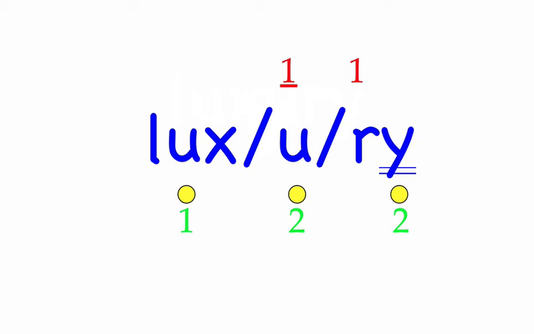Now, x must stay with the short vowel in the first syllable, so we therefore are going to have an exception to syllable rule 1. That's why the 1 is underlined at the top of the word.